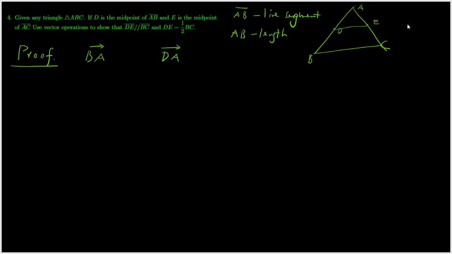Or alternatively, you say it the other way around. I'm trying to write BA is equal to 2DA. Yeah, the same thing.